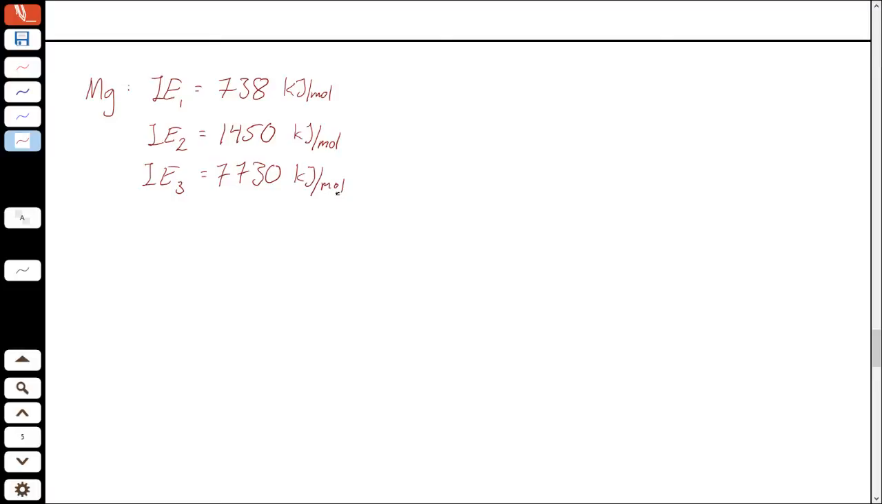Stefan, you want to add to that? Isn't it at its most stable form? Because technically it has the same configuration as neon would. Yes. Also correct.